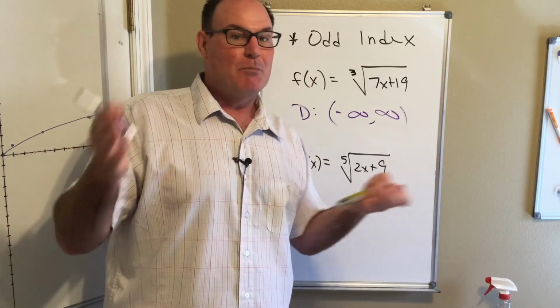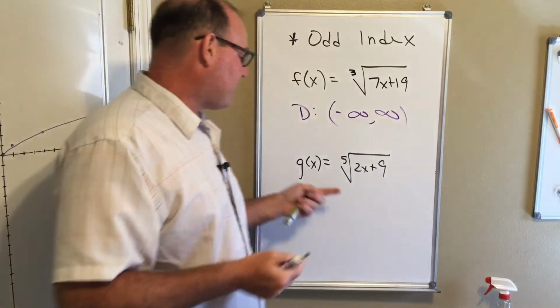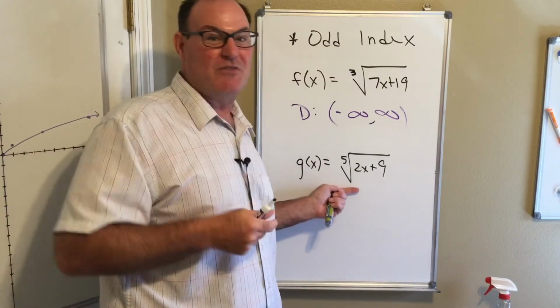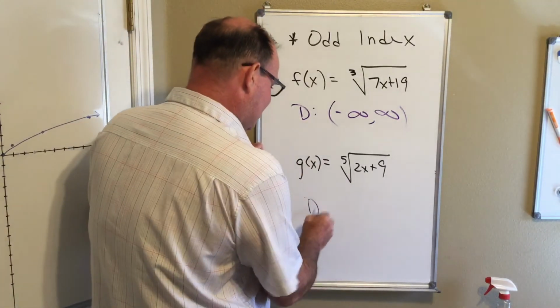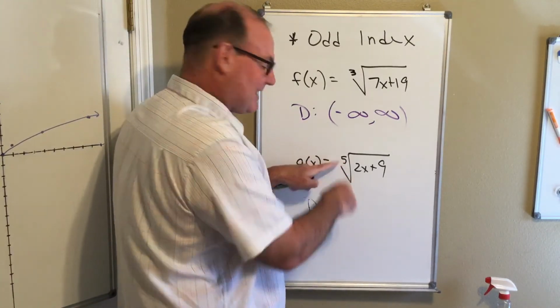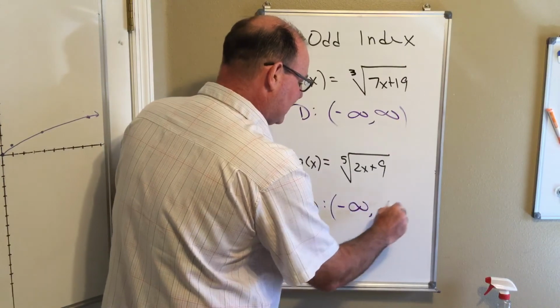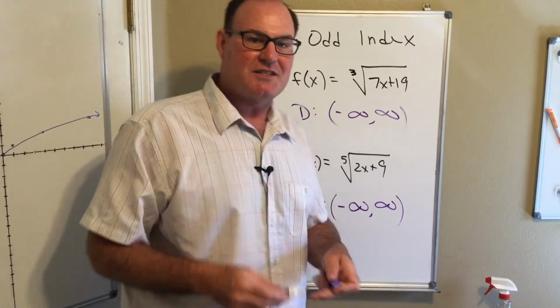Once again, push pause on the video and find the domain of this. I'm going to give you 5 seconds to do it. And now I'm back. The domain of this, because the index is odd, it's a 5, is negative infinity to positive infinity. Just that quick and easy.